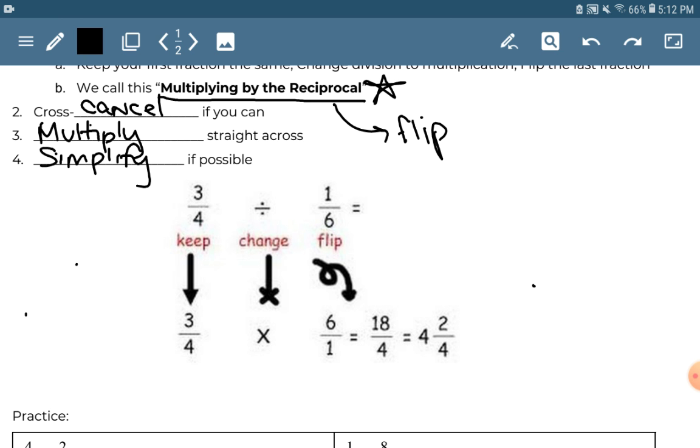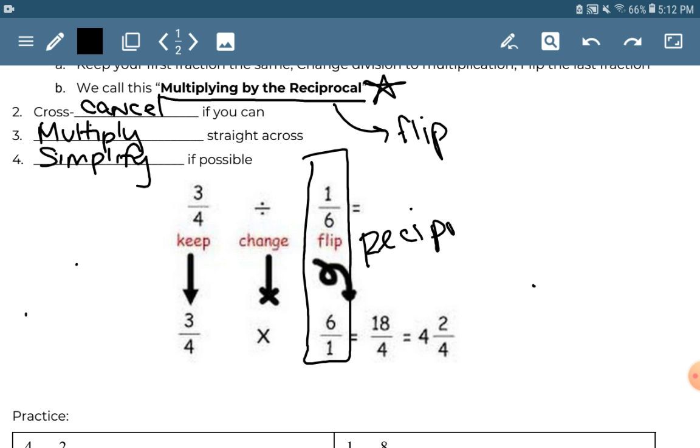We are first given the problem 3/4 divided by 1/6. The first thing you are going to do, since we do not have any mixed numbers or whole numbers, is to keep, change, flip. Again, that's called the reciprocal. This right here are your reciprocals. Okay, so 1/6 and 6/1 are reciprocals. They're the flip of each other. Once we do keep, change, flip, we are left with 3/4 times 6/1.